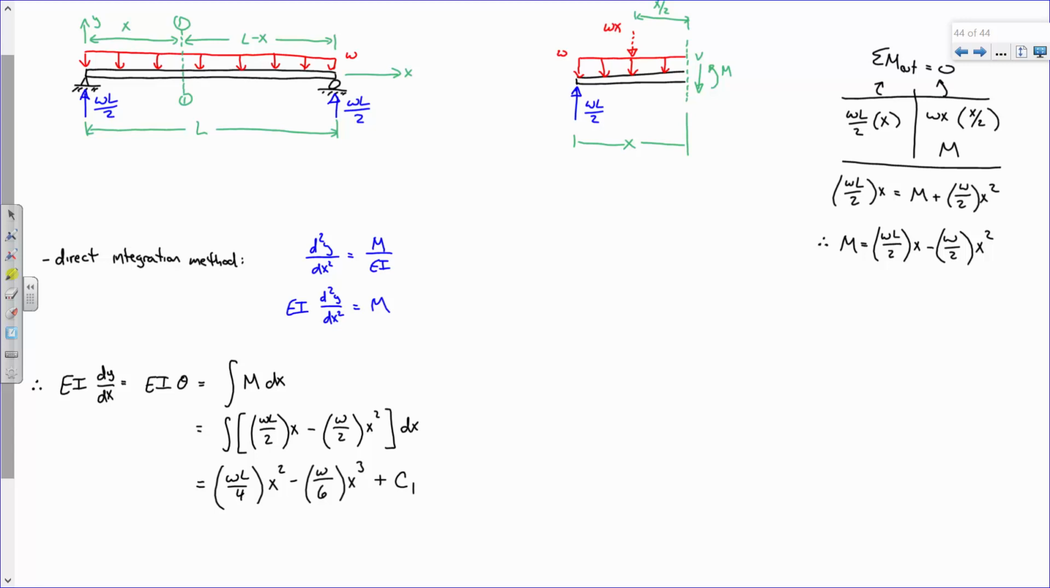Okay, so this is our expression. If you want to think about it, this is sort of our expression for slope. Our expression for y, so EI y, is going to be to integrate this again. Hence why it's called the double integration method, because you're doing it twice.